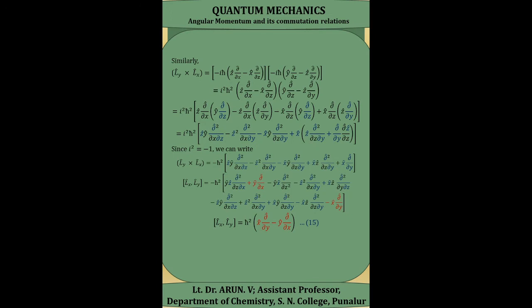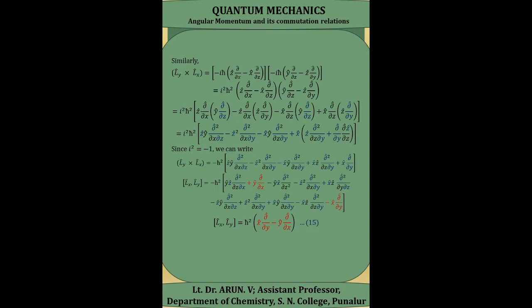Similarly, the product LyLx is equal to i ħ (z ∂/∂x − x ∂/∂z) into i ħ (y ∂/∂z − z ∂/∂y). On solving this equation and finally putting the value of i² equal to −1, we can write the product LyLx equal to −ħ² (zy ∂²/∂x∂z − z² ∂²/∂x∂y − xy ∂²/∂z∂y + xz ∂²/∂z∂y + x ∂/∂y).